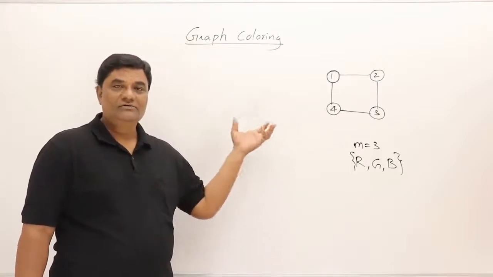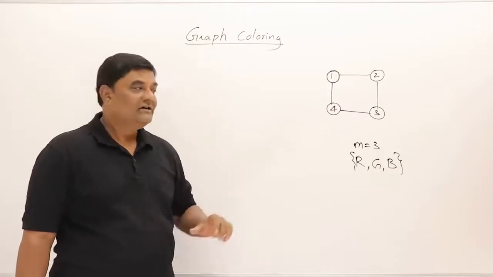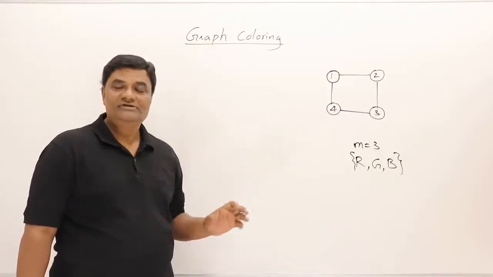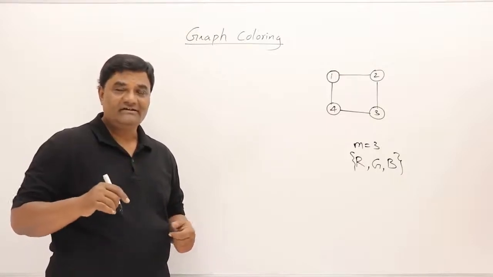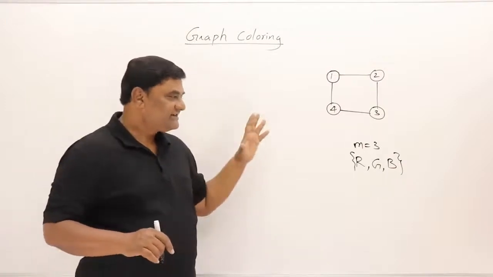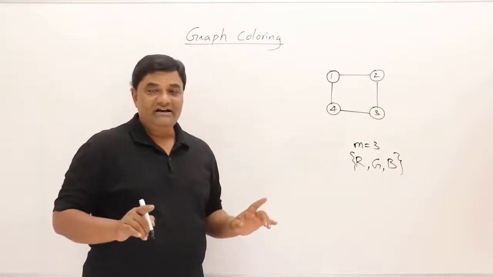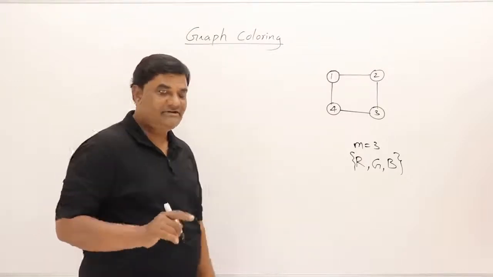I have to color those vertices such that no two adjacent vertices have the same color. So this problem can be solved using backtracking. And the method of solving a problem in backtracking is by generating a state space tree. So first I will generate the state space tree without any conditions or any checkings. I will simply generate a state space tree.